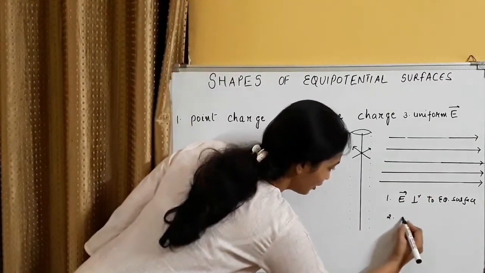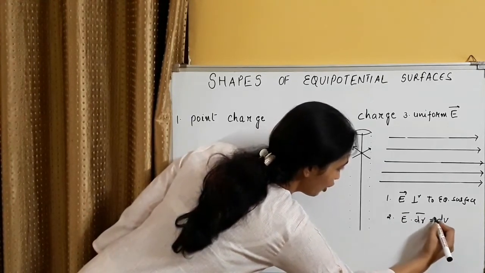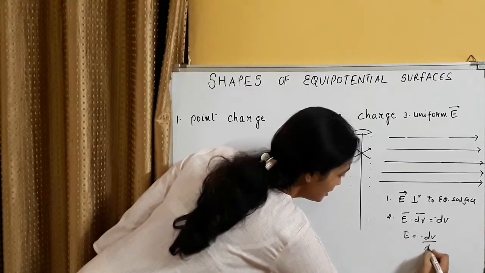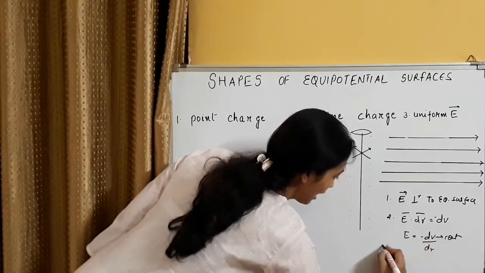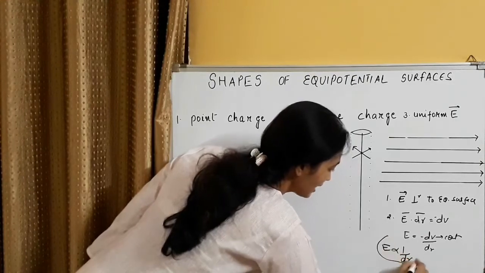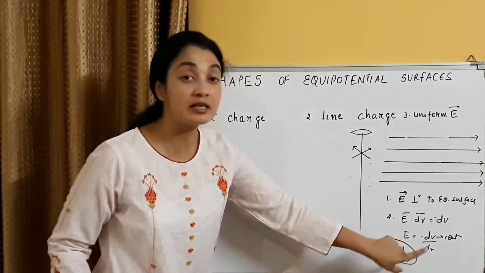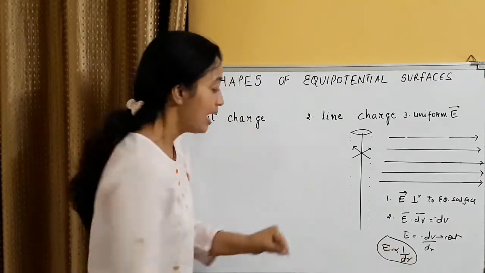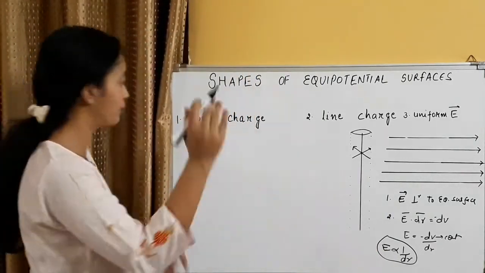And second thing, we already know that E dot dr is equal to minus dV, and E is equal to minus dV by dr. And if V is constant, we have E inversely proportional to dr. What does this mean? Wherever the electric field is strong, there the dr, the distance between two equipotential surfaces, will be very small, and wherever E is weak, dr will be large. So using these two we will be plotting.